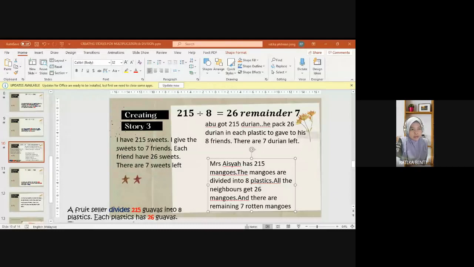Afif, okay, Mama has 215 lemons. Mama wants to divide lemons to 8 of her friends. Okay, remaining 7 lemon, Afif. 7 lemon. The number is wrong. Okay? Afif's story is very good. Only the number is wrong. That is correct, Afif. Okay, just change the number. Very good, Afif. Okay, now let's get back to this one.